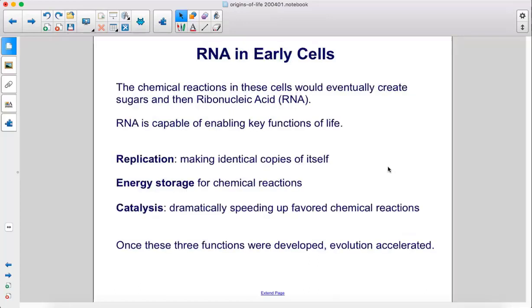The chemical reactions in these cells would eventually create sugars and then ribonucleic acid, or RNA. RNA is capable of enabling key functions of life: replication, which is making identical copies of itself, energy storage for chemical reactions, and catalysis, dramatically speeding up favored chemical reactions. Once these three functions were developed, evolution accelerated.